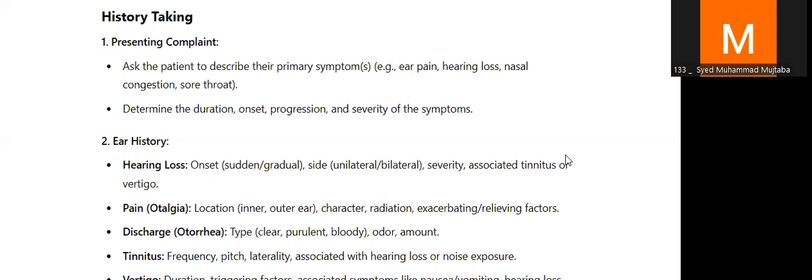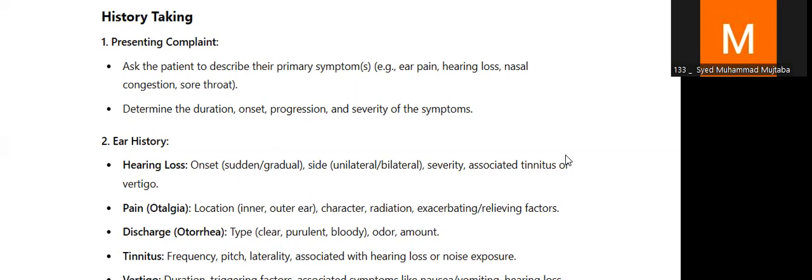So for each symptom, you basically have to know its severity, its onset, its character, its duration, its relieving and aggravating factors, its timing, and similarly the severity of the disease.